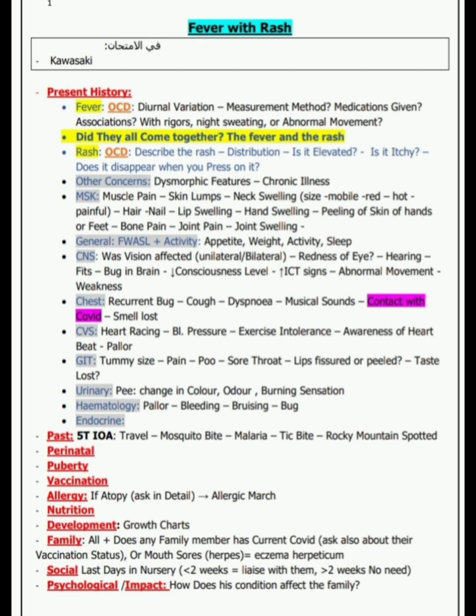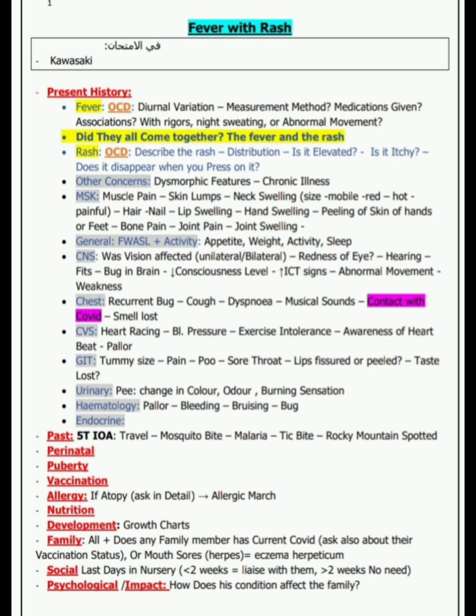Describe the rash. Distribution is very important. Is it elevated, is it itchy, does it disappear when you press on it? Then other concerns: is there any other concern with the rash, any dysmorphic features, any chronic illness? Musculoskeletal system, we ask about muscle pain, skin lumps, neck swelling, size, mobile, red or hot, painful, hair, nail, lip swelling, hand swelling, peeling of the skin of the hands or feet, bone pain and joint swelling.